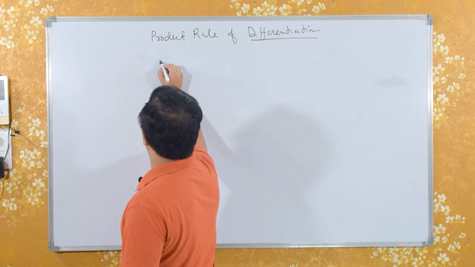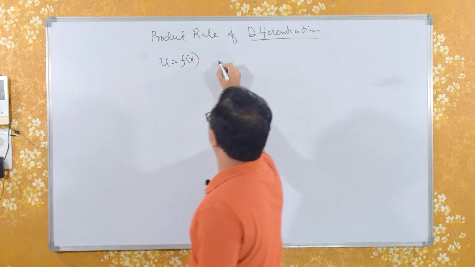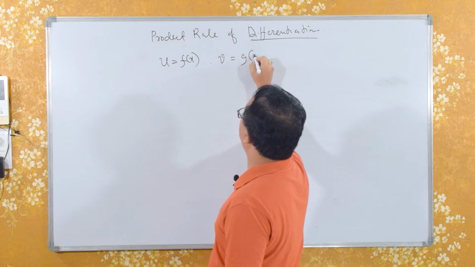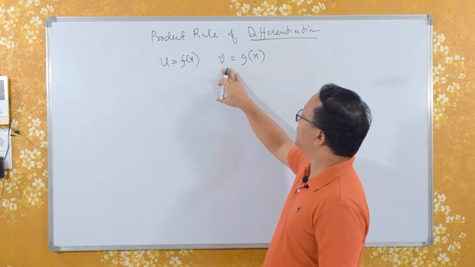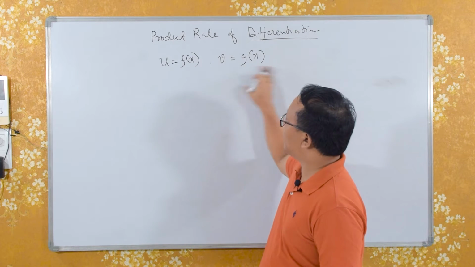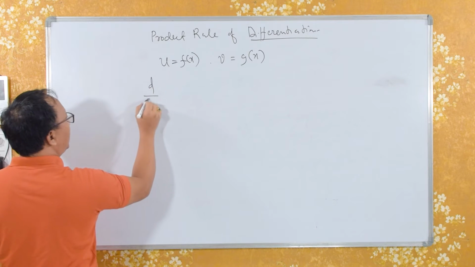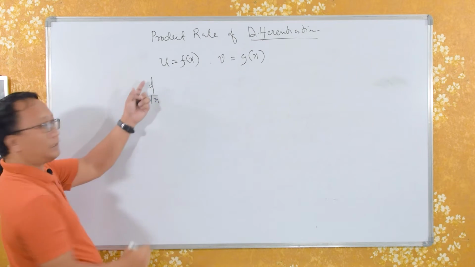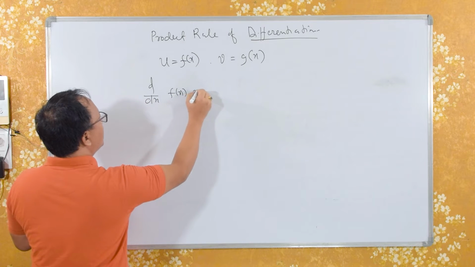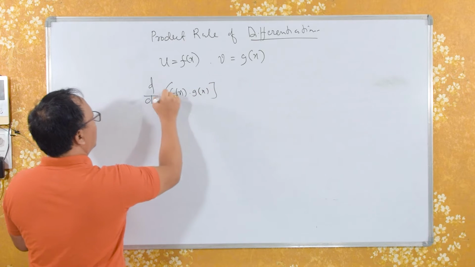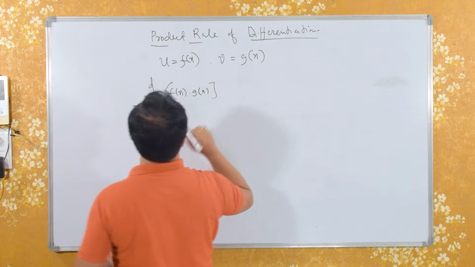Say, let's take u equals f of x, v equals g of x. Now, u is a function of x as well as v is another function of x. So now, if I want to differentiate, differentiation is denoted by d by dx of f of x into g of x. This is called the product rule of differentiation.